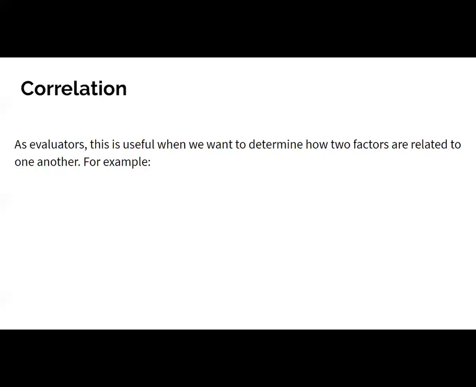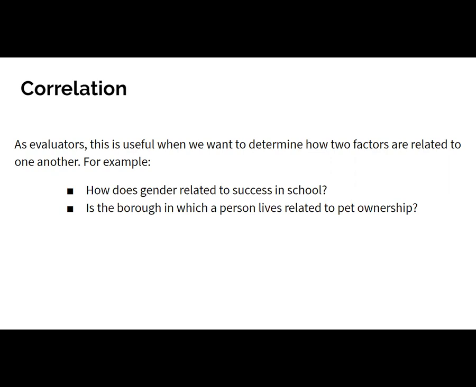As evaluators, it's useful when we want to determine how two factors might influence each other. An example might be, how is gender related to success in schools? If we have a column with gender and a column with grades, we could look at the correlation between the two to see if one impacts the other. Another is whether the borough in which a person lives is related to pet ownership. Both of these examples actually use categorical variables, gender and borough, but this is more to give you an idea of what I mean by correlation. How do these two things play with each other and affect each other?